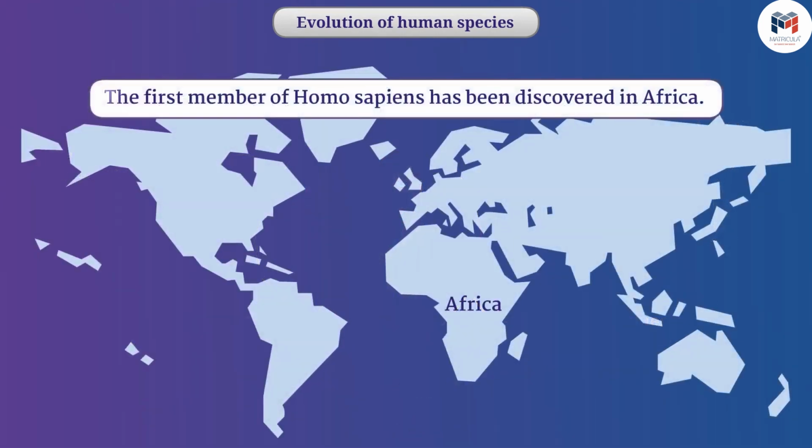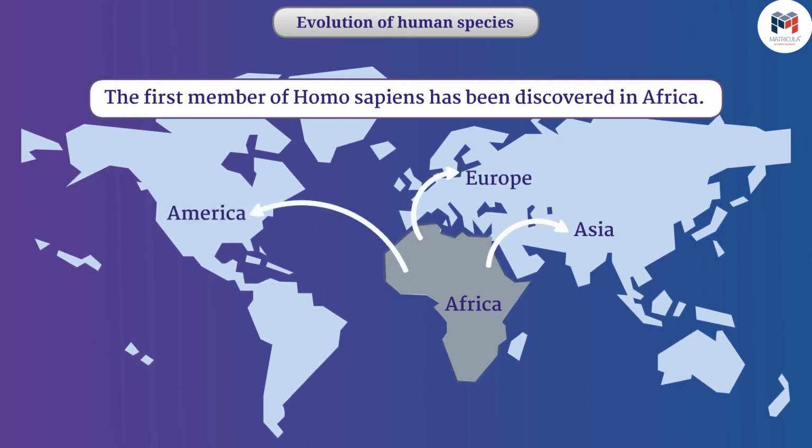The first member of the human race, that is Homo sapiens, has been discovered in Africa. This means that humans must have originated in Africa. A few thousand years ago, our ancestors spread all over Africa and in Asia, Europe, America, etc. in order to live life in the best way.